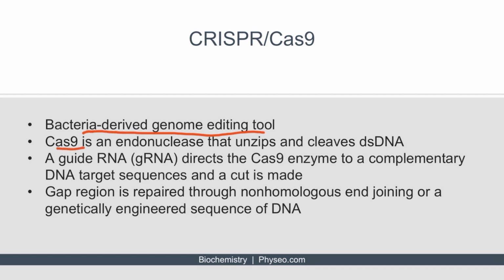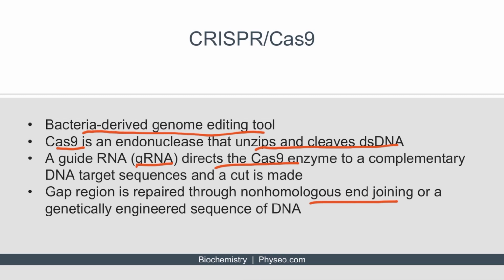Cas9 is the endonuclease component of the system that unzips and cleaves the double-stranded DNA. A guide RNA, also called gRNA, directs the Cas9 enzyme to a complementary DNA target sequence and a cut is made. The cell attempts to repair the gap region through non-homologous end joining, which is prone to errors.